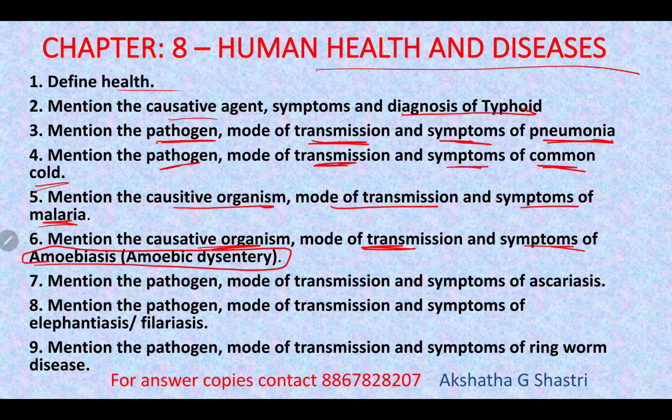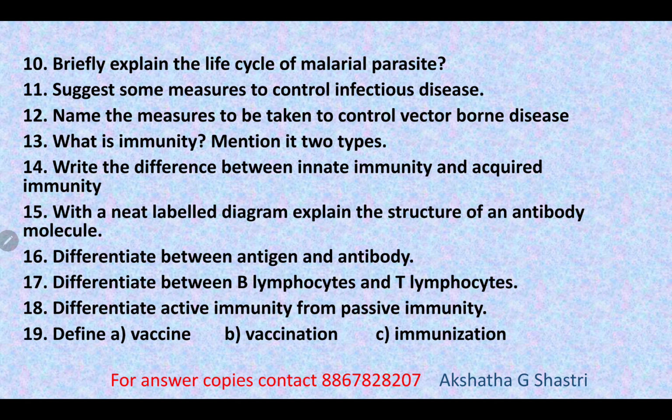or amoebic dysentery. Again pathogen, mode of transmission and symptoms of ascariasis. Pathogen, mode of transmission, symptoms of elephantiasis or filariasis. Pathogen, mode of transmission and symptoms of ringworm disease. Next, briefly explain the life cycle of malarial parasite with the diagram you have to write. Next, suggest some measures to control infectious disease.